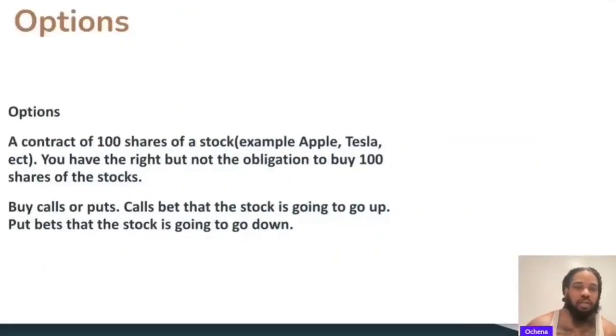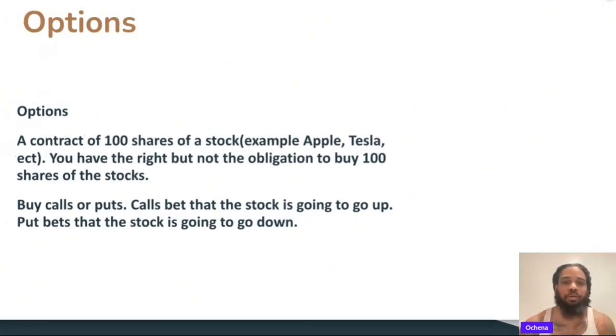What is an option contract? An option contract is a contract of 100 shares of stock. For example, Apple, Tesla, Adobe, stocks like that. You have the right, but not the obligation, to buy 100 shares. You could buy calls or puts.